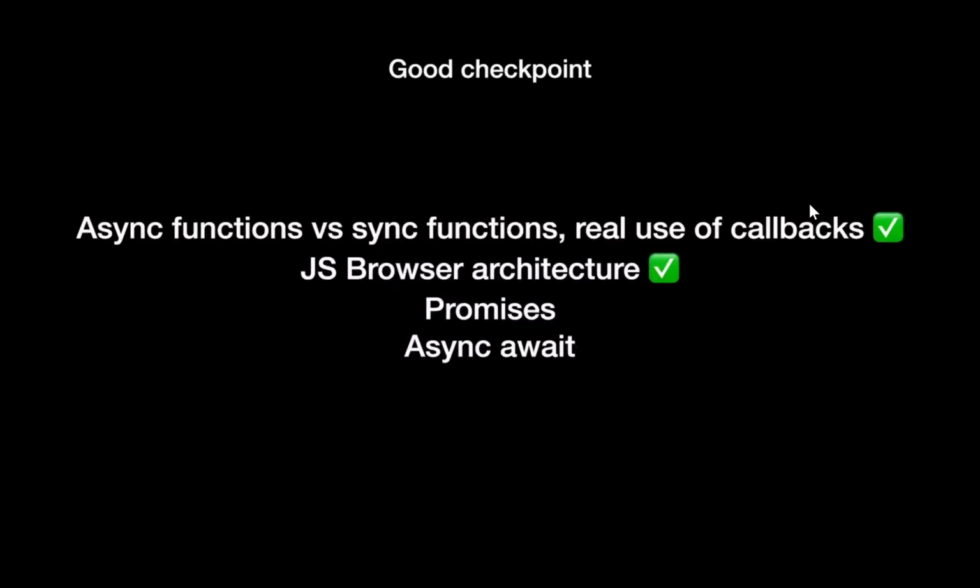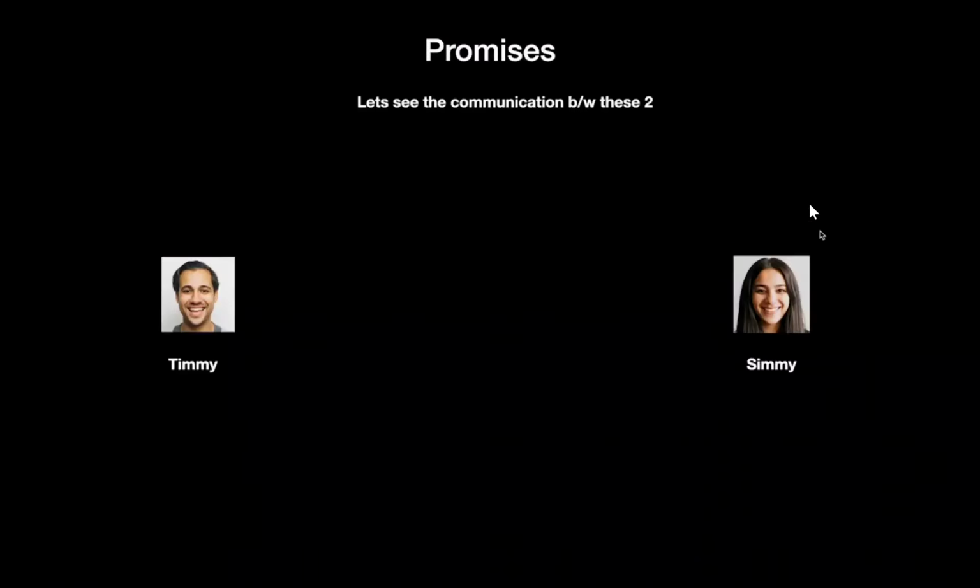All right, let's get into promises. As I said, it's a slightly jarring concept, so bear with me through this part. Let's see how these two communicated until now. What was the high level? Timmy would give the task and a callback function. It would tell Simi, okay, here is a callback function. When you're done with the task, call my callback function. I will then run the actual logic inside the callback function.